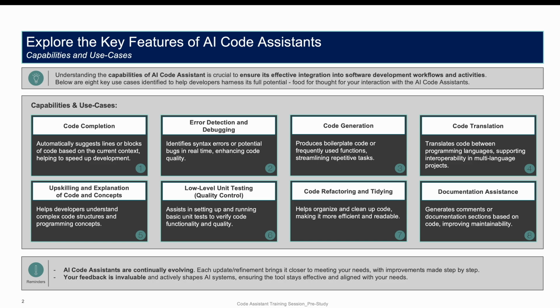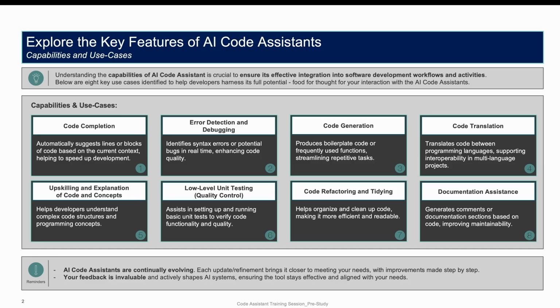Next, we have error detection and debugging. So AI assistants can identify syntax errors or potential bugs, therefore greatly enhancing your code quality. Third, we have code generation, which is another powerful capability. So it could produce really boilerplate code or frequently used functions, and therefore really streamlining many of the repetitive tasks. So think about generating certain basic routes, for example, create, read, update, and delete API endpoints for a new database table, and then the AI can quickly scaffold the initial structure, saving you some significant time.